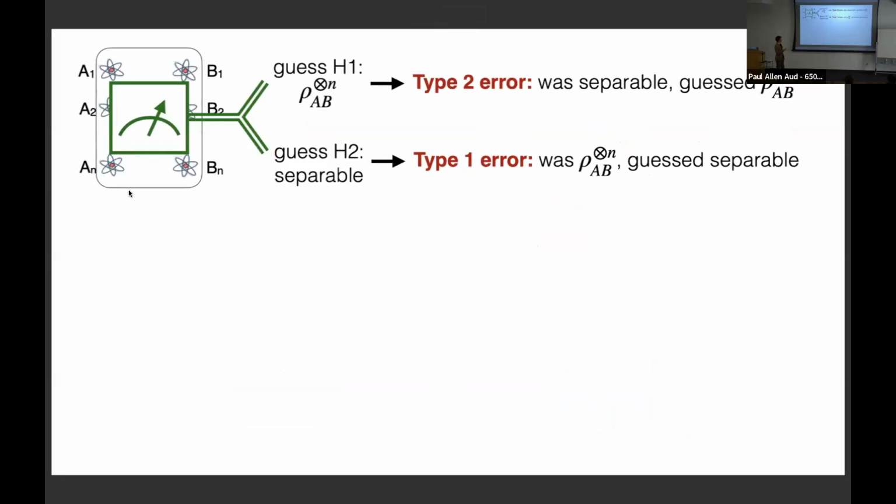The first one is type 1, when the right hypothesis was actually 1, but they guessed 2. So they guessed H2, but it was actually H1, so type 1 error. So the true answer was 1, but you guessed 2, and the type 2 error is the other way around.